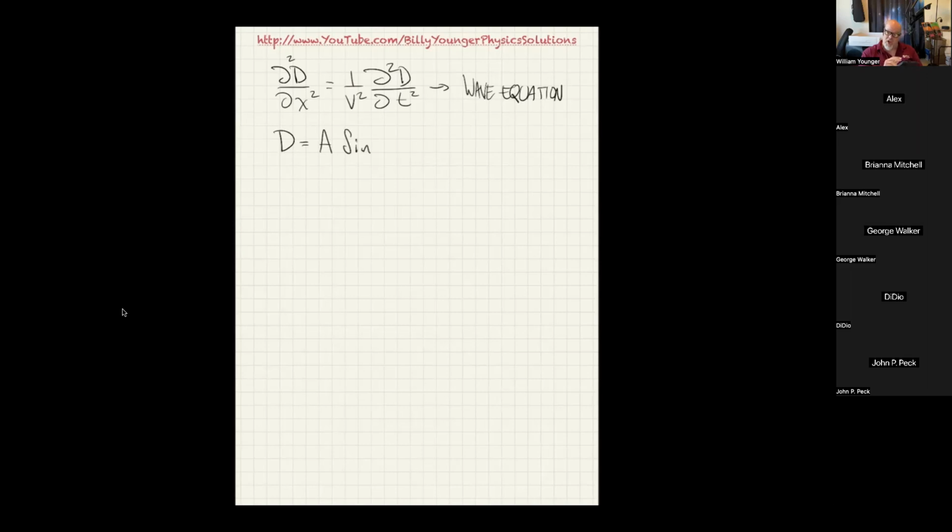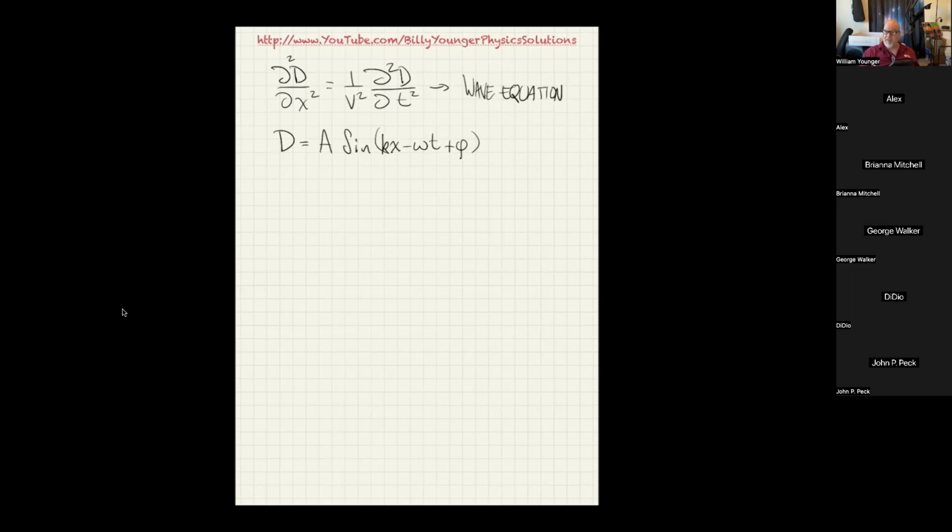Now, notice it's not going to be omega t. It's actually going to be something slightly different. It's going to be kx minus omega t, and then I'm going to add a phi to it, which your textbook author has been leaving off mostly since we got to forced motion in chapter 14. But again, for a second order differential equation, you need two constants to be able to evaluate.